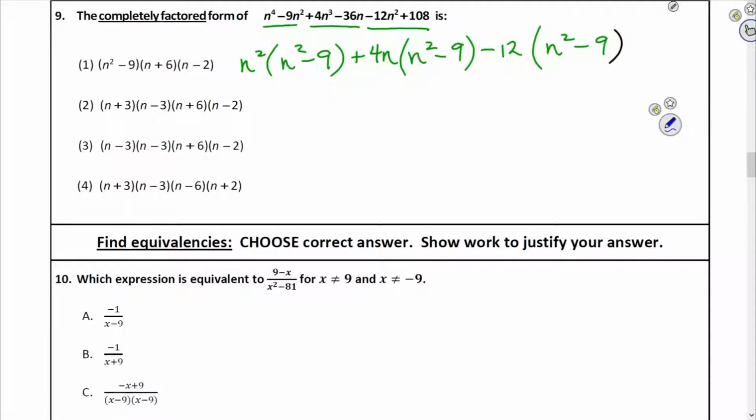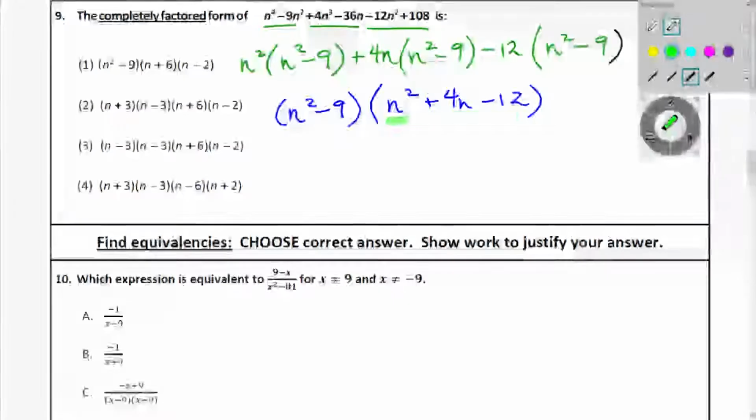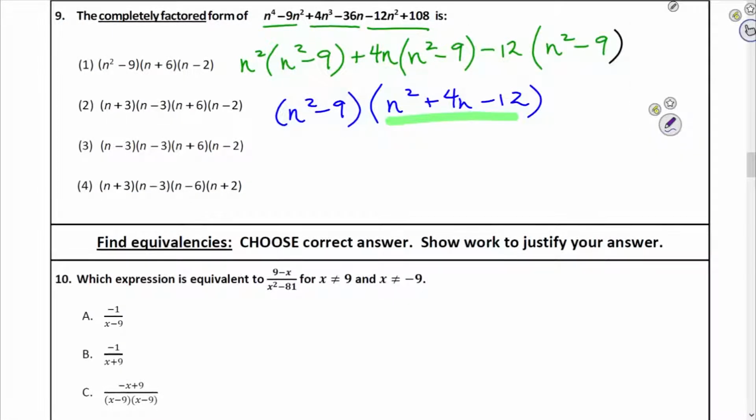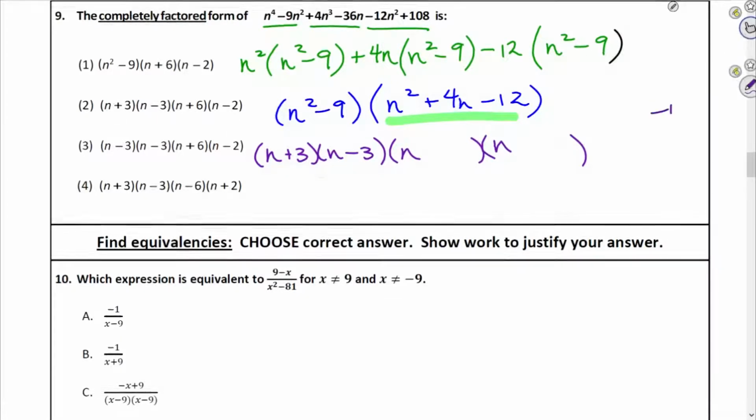So I'll pull that n squared minus 9 into the front. What I'm left with is n squared plus 4n minus 12, and this can be factored using the ABC method. Actually, before I do that, n squared minus 9 is the difference of squares, because 9 is 3 squared, and I get n plus 3, n minus 3. This trinomial here can be factored using the ABC method. This is a simple method where I'm looking for two numbers that multiply to be negative 12 and add to be positive 4. Positive 6 and negative 2 would multiply to be negative 12 and would add to be positive 4, and so I get plus 6 and minus 2.